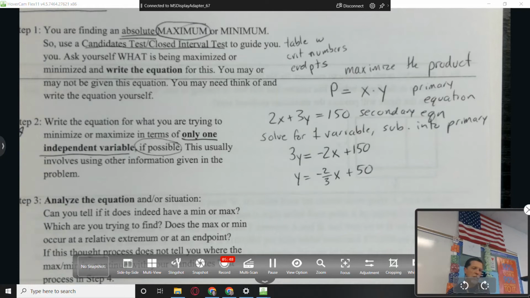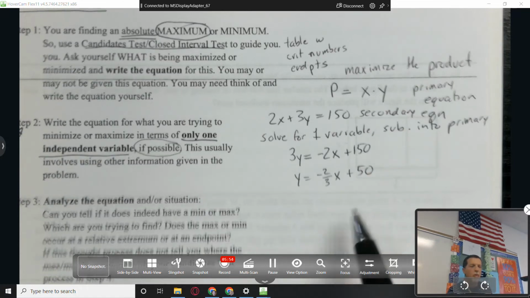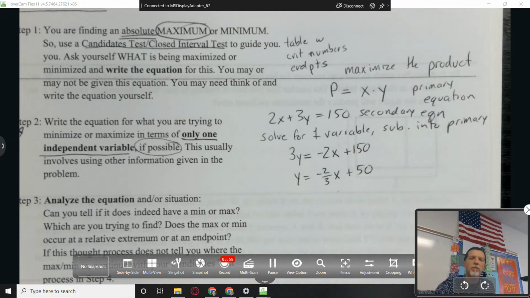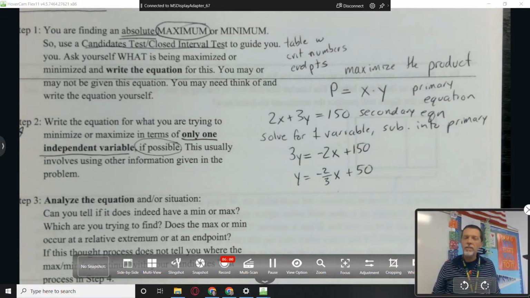Is this just the system of equations for me? Kind of, except we're not solving. We're just using one of them and plugging it into the other. So there's definitely some similarities with systems of equations, by substitution, where you solve for one and plug in the other. That is what we're doing.